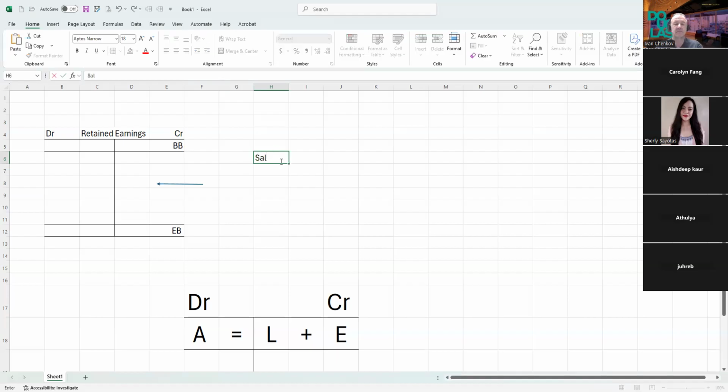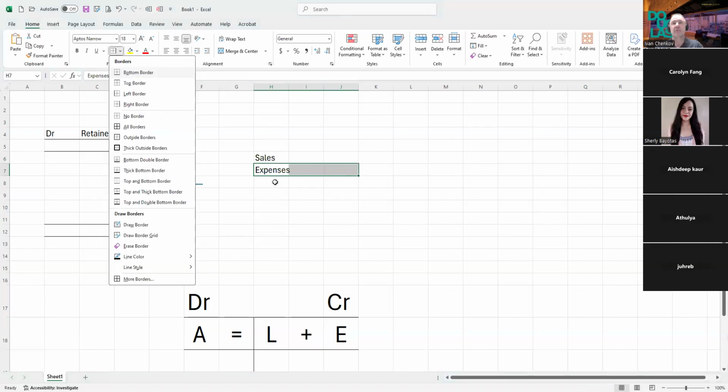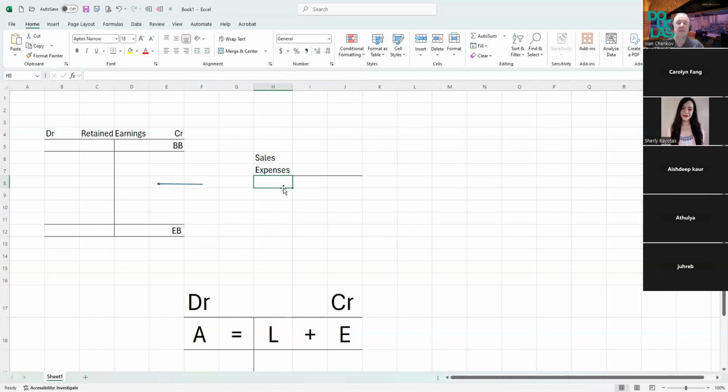Sales, expenses, and then we're either going to have net income or not. That net income is going to go to retained earnings. So that net income is going to increase the retained earnings.